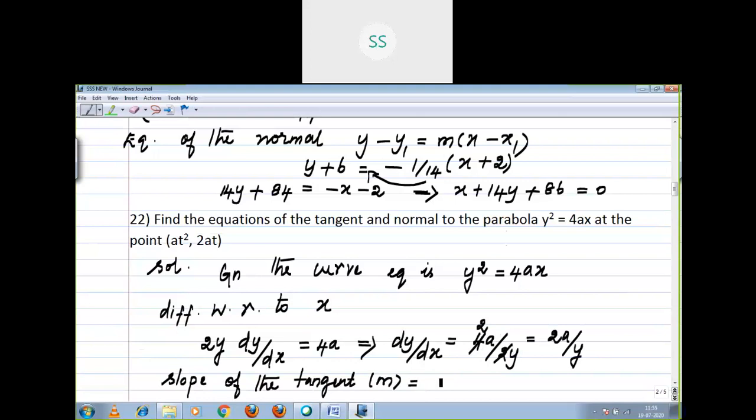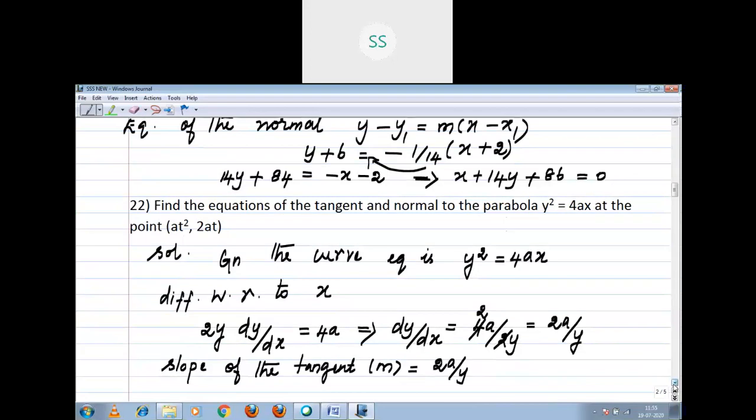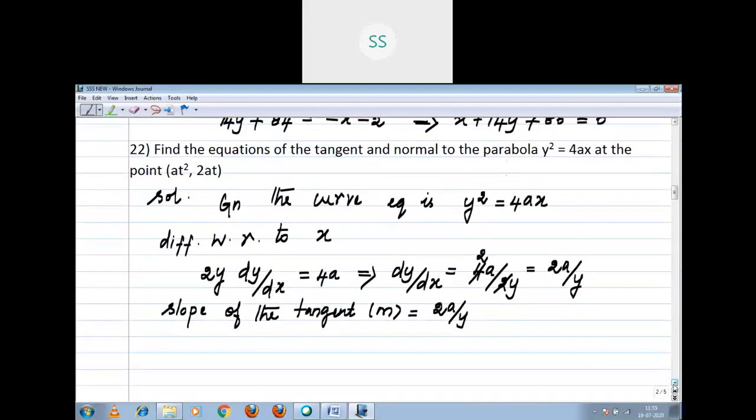That is m equal to 2a by y. Here it is given as the point 'at square comma 2at'. That means the x value is at square, the y value is 2at.